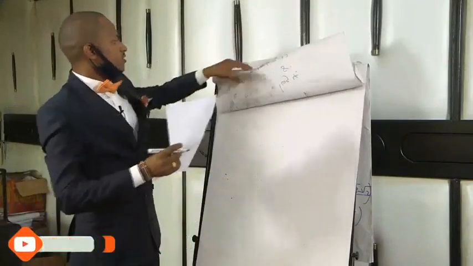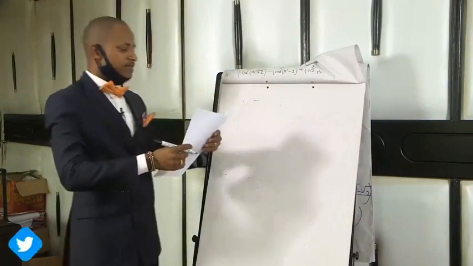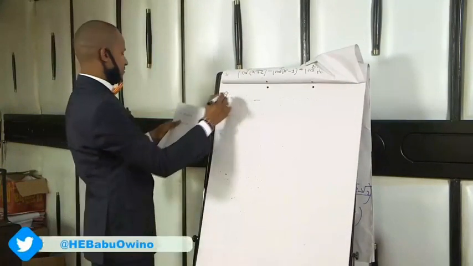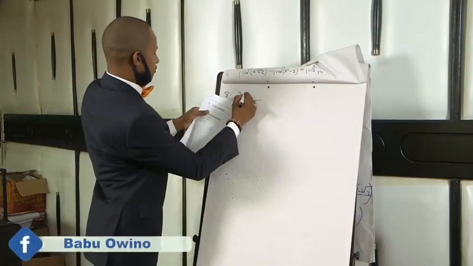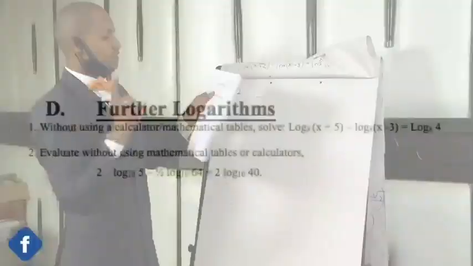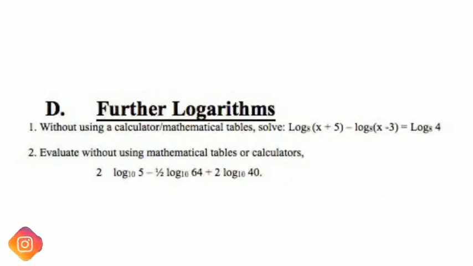We go to the next question. And in the next question, number 8, you are told to evaluate without using mathematical tables or calculators. So you are told to evaluate 2 log 5 to base 10 minus a half log 64 to base 10 plus 2 log 40 to base 10.